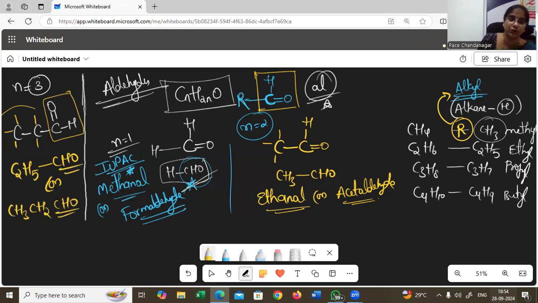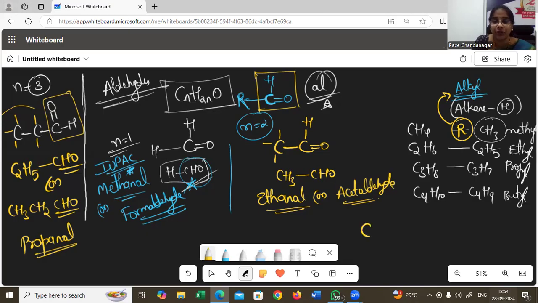The CHO should be shown properly. This is 3 carbons, which is propanal. You don't need to worry about the general naming for it. Go with your IUPAC naming, that is fine. So this is propanal.